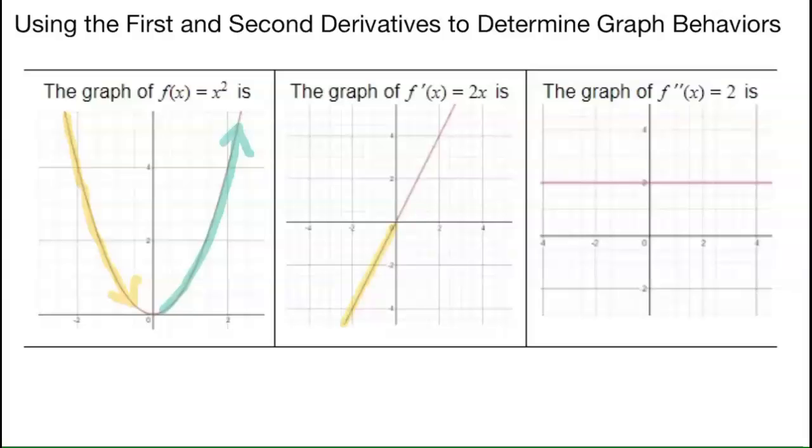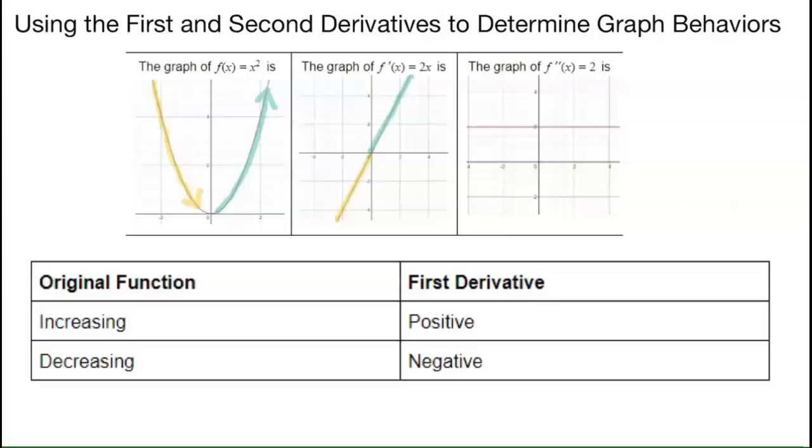As we can see, the graph of the derivative is negative until it reaches x equals 0, where it becomes positive. Observe that the graph of f prime of x equals 2x is below the x-axis to the left of the y-axis, therefore negative when x is less than 0, and the graph of f prime of x equals 2x is above the x-axis to the right of the y-axis, therefore positive when x is greater than 0. We can summarize this with the following chart.